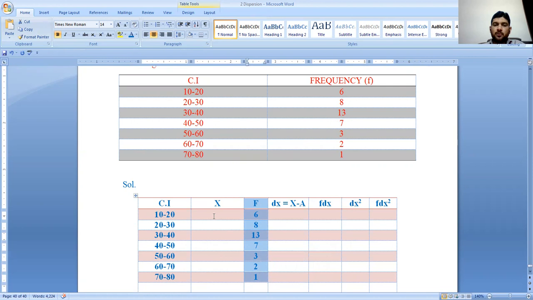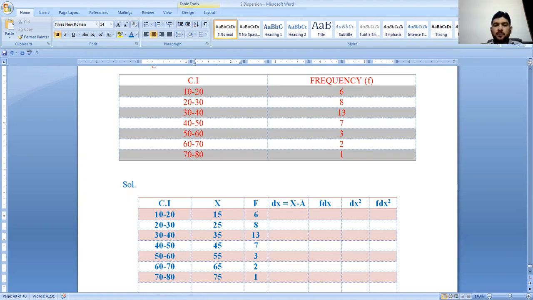Now we have to find x, that is the mid value, in this column with the help of the class interval. We have the lower class limit, that is 10, and the upper class limit, that is 20. Mid value is 10 plus 20 divided by 2, it will be 15. 20 plus 30 divided by 2, that is 25. 30 plus 40 divided by 2, that is 35, and 45, and so on. We have to find all these values. These will be the mid values.